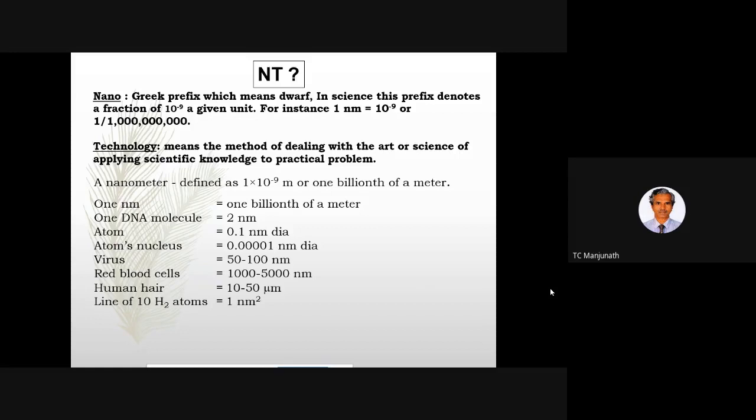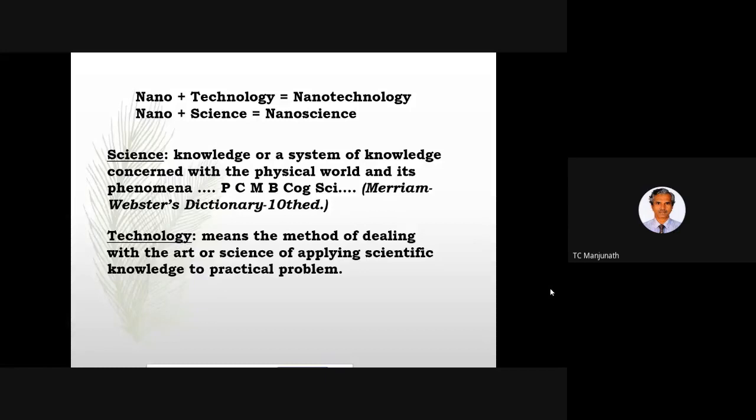Now, nano plus technology is nanotechnology. It is slightly different from nanosciences. The physics people, the basic sciences people, call it nanosciences, whereas the engineering people call it nanotechnology. As I already told you, technology is a method of applying scientific knowledge to solve a practical problem, for example, to design a miniaturized product, or for a medical application problem, or to design a pill, etc.